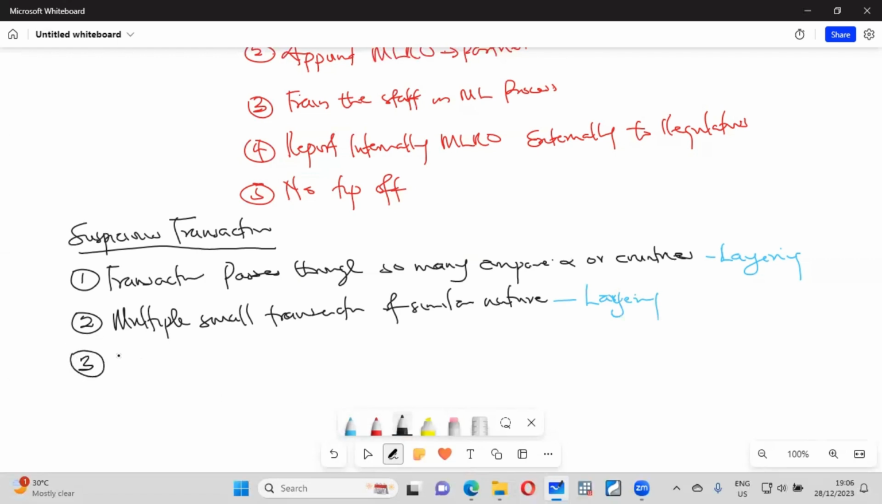Number three, cash-based transactions, or the majority of the transaction is cash-based. Which one is that? Placement. So you see, these are things that you can spot in money laundering activity.